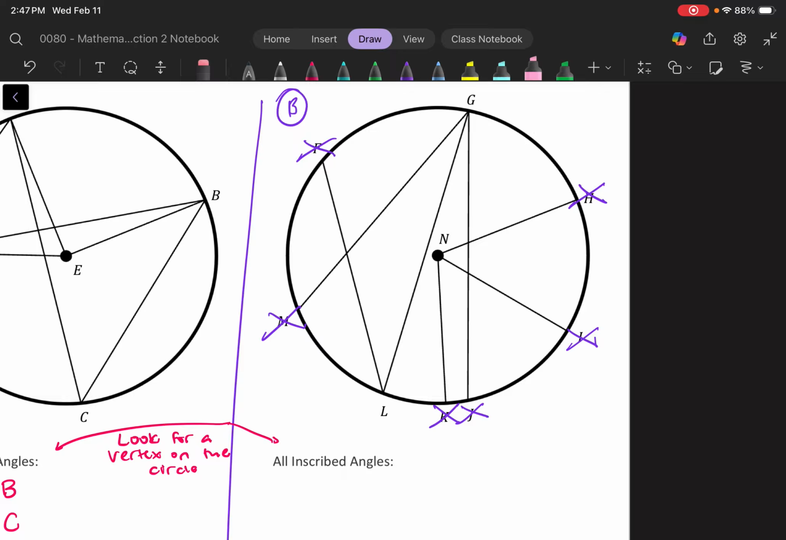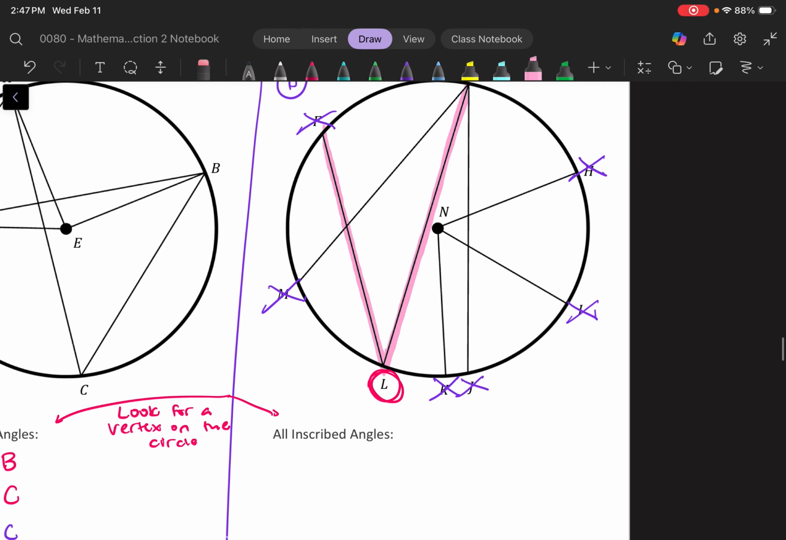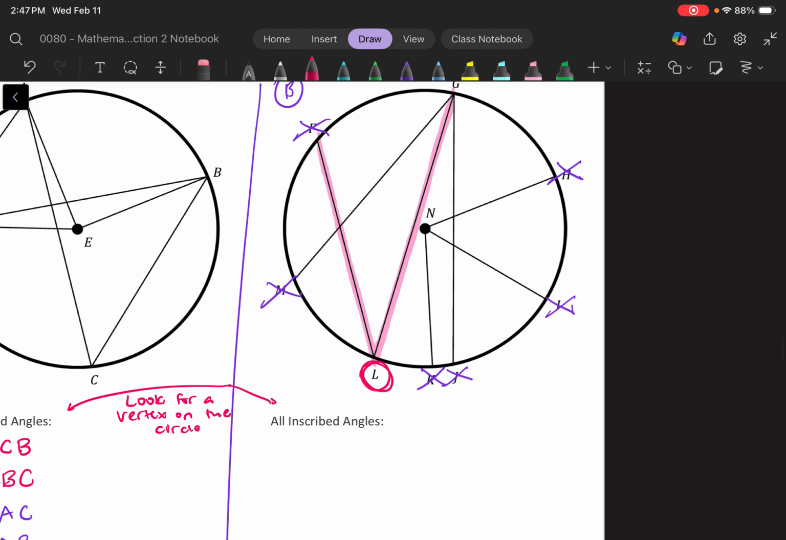So I'm going to look at L first, because there's only 1 vertex there. And I'm looking for chords coming out of L. So I've got this guy, and I've got this guy. These are the only 2 chords coming out of L, which means I have this inscribed angle, angle FLG.